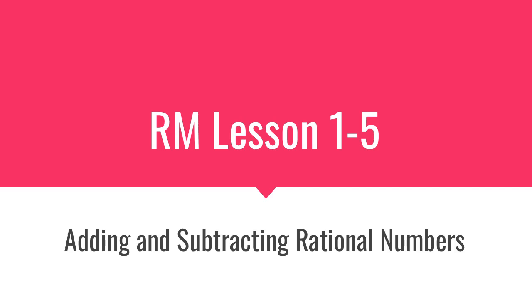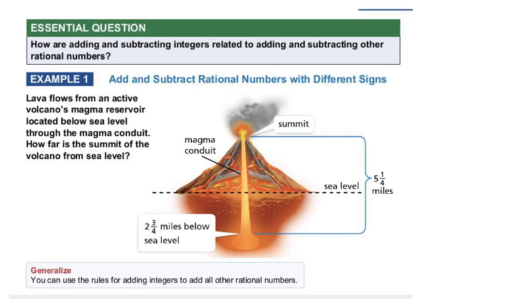This is lesson 1-5, adding and subtracting rational numbers, and it starts on page 34 of your workbook. This is example 1 on page number 34. It says, lava flows from an active volcano's magma reservoir located below sea level through the magma conduit. How far is the summit of the volcano from sea level?